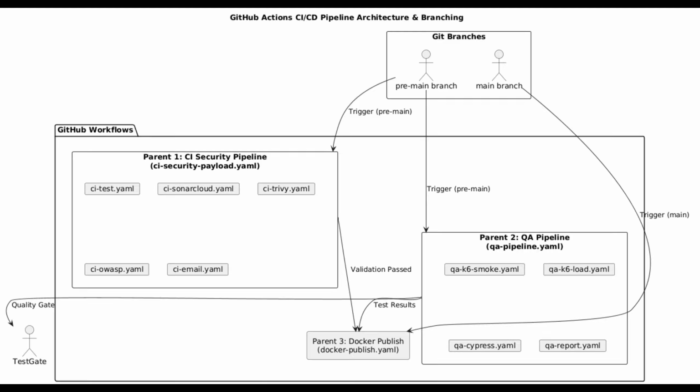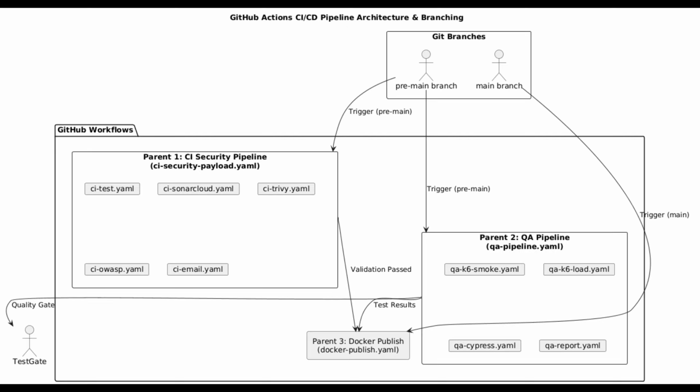Now let's understand what the QA pipeline is. I have used quality assurance Cypress for testing. Simply, the QA pipeline is for testing the application. Parent 1, CI security, was for security, vulnerabilities and testing. Parent 2 is purely for testing the application, strength, load and whatever.